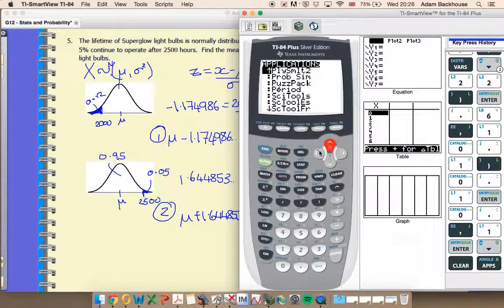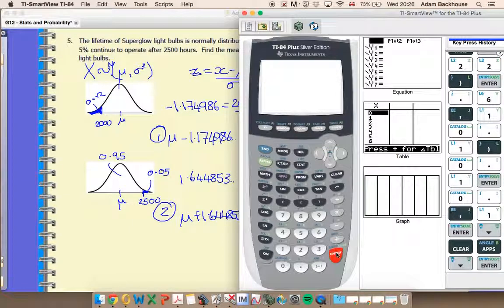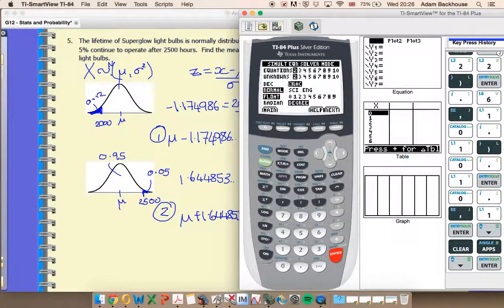So we need Polysmalt. I do hope your apps don't look like this. If you do, please speak to your teacher so that we can clear some of these out. You're not allowed all of these. We want the simultaneous equation solver. We've got two equations, two unknowns. Might just choose decimals.